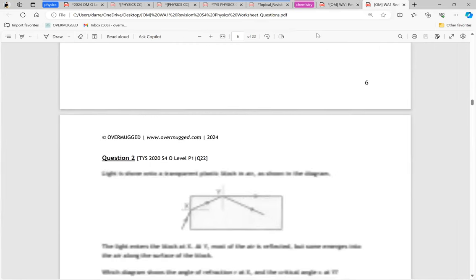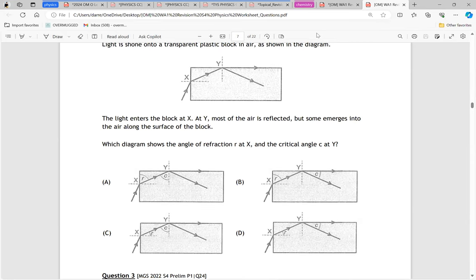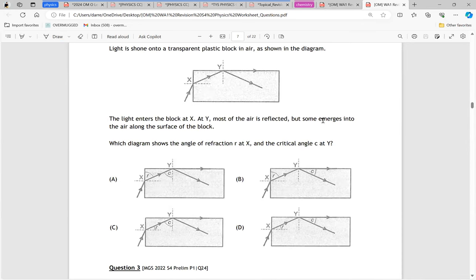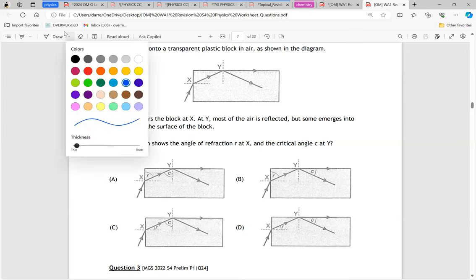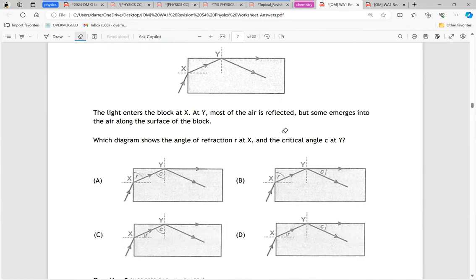Give a minute for y'all to try the next question. This is from the TYS. So even lesser excuse to get this one wrong. You are not required to calculate here. You're just required to identify R and C accurately. Okay, what's the answer? It's C, yeah. I'm gonna like strangle some of you if you get this one wrong.